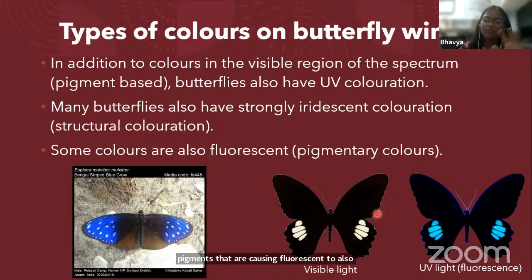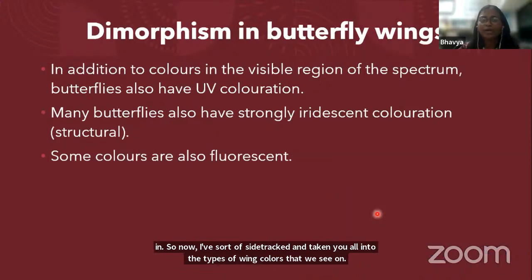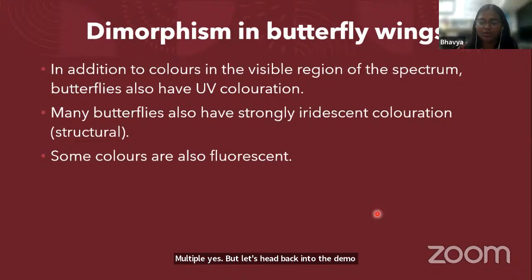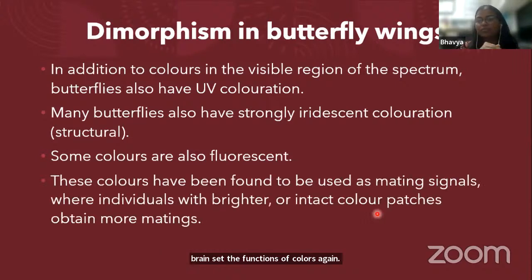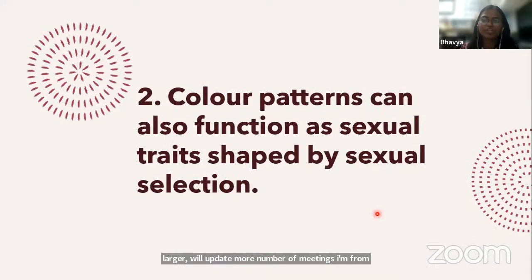So now I've sort of sidetracked and taken you into the types of wing colors that we see on butterflies, but let's head back into dimorphism and the functions of colors. Hopefully from the dimorphism that we've spoken about and the functions between that, I hope to have motivated the idea that these colors have been found to be used as mating signals, where individuals with brighter colors or larger patches will obtain more matings. And from this, I think we have established that there is a potential second function to these color patches, where they serve as intraspecific communication signals or sexual traits that are shaped by sexual selection.